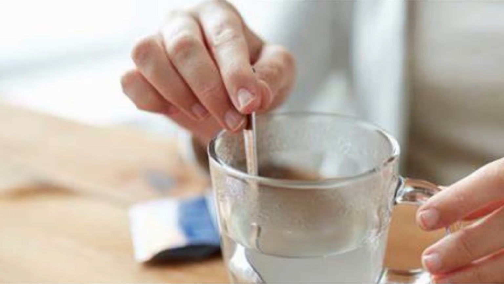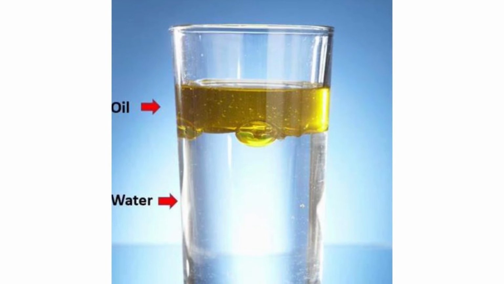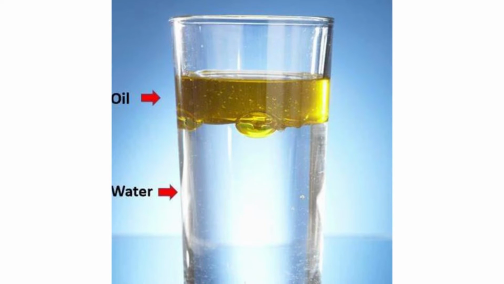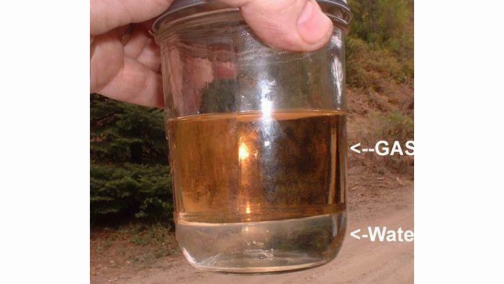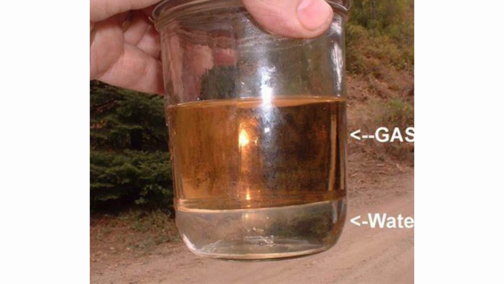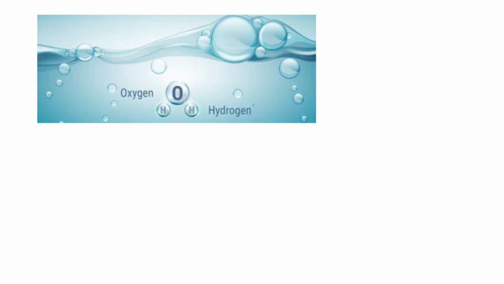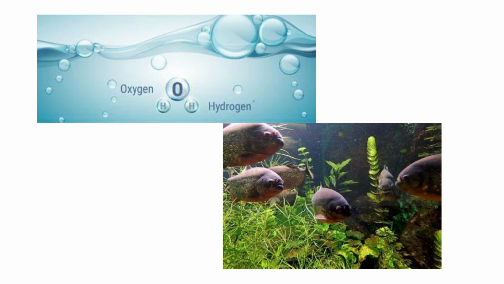We notice that some liquids get completely mixed with water. Some others do not mix with water and form a separate layer when kept aside for some time. Some gases are soluble in water, whereas others are not. Water usually has small quantities of some gases dissolved in it. For example, oxygen gas dissolved in water is very important for the survival of animals and plants that live in water.